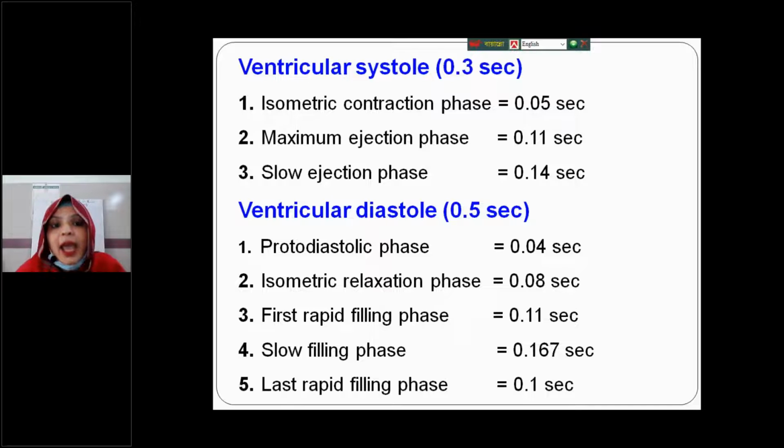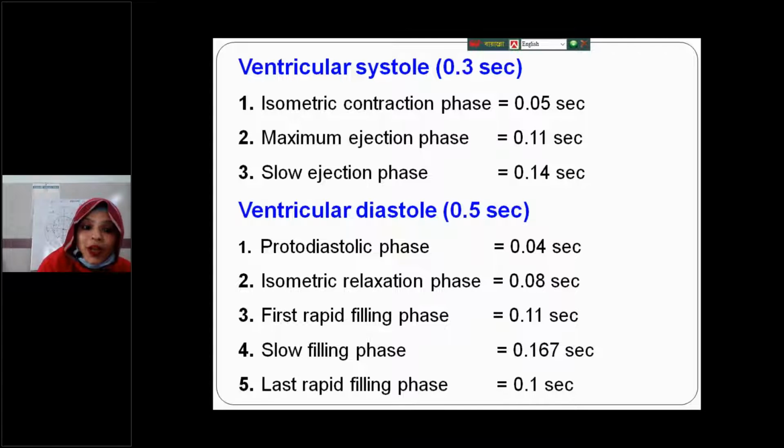Again, I am repeating: isometric or isovolumic. What isometric means, we will discuss later on. For now, just listen that there are three phases in ventricular systole. First phase is the isometric or isovolumic contraction phase, time 0.05 second. Maximum ejection phase, 0.11 second. Slow ejection phase, 0.14 second.